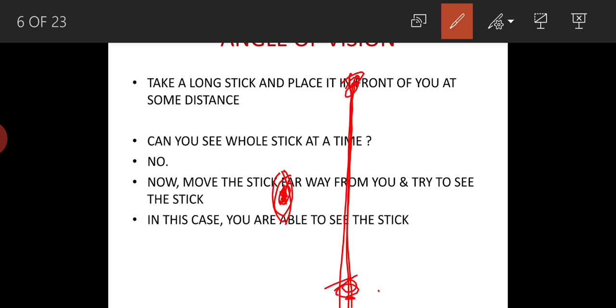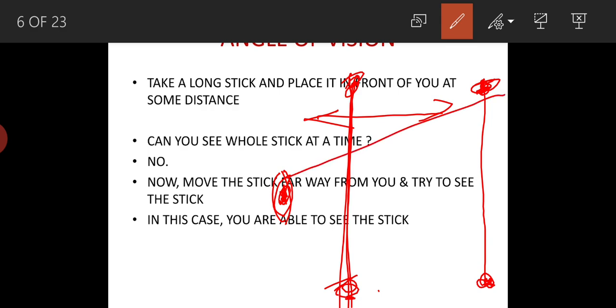Now try to move the stick away from the eye, and in this case again try to observe the whole stick. It means try to observe the top and bottom ends of the stick at once. In this case, when you move it away from the eye, you can see the top and bottom ends of the stick at once, whereas in the first case you cannot see the top and bottom ends of the stick at once without moving the eye.